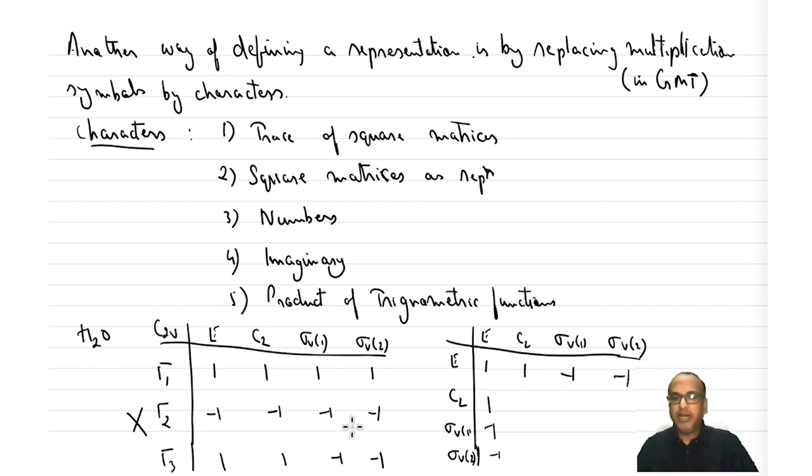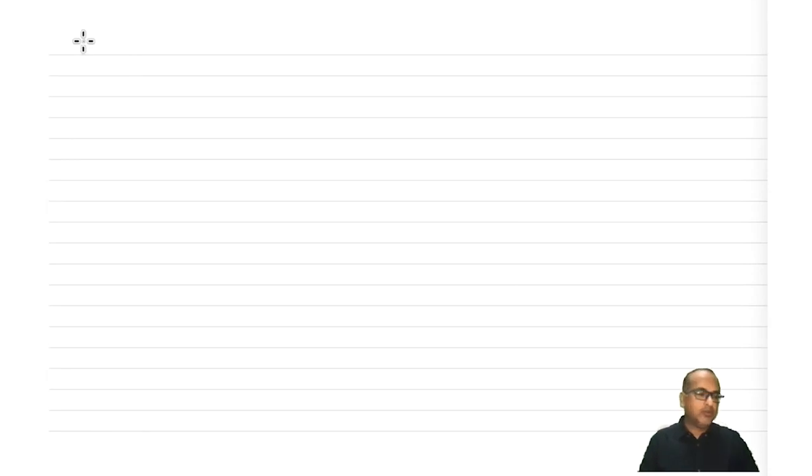So similarly, we can define other representations where these numbers or these characters are defined by any of these. These can be either trace of the square matrices or square matrices itself, or the numbers like we have seen. They can be imaginary numbers also. And they can also be products of various trigonometric functions, like we can have cos theta, sine theta, and so on and so forth, right? So this is another way of defining how to write a representation. So let us now quickly move to unit vector transformations.